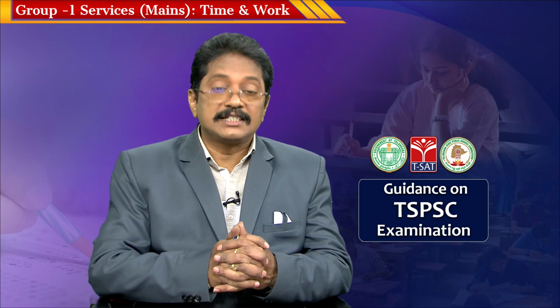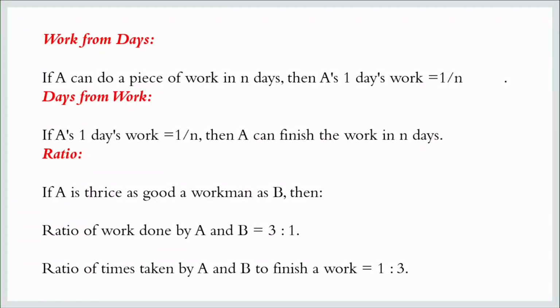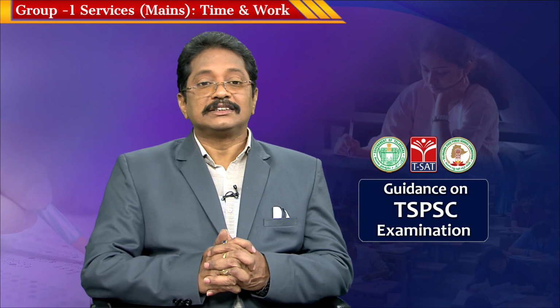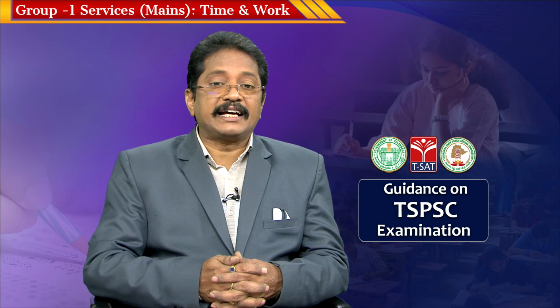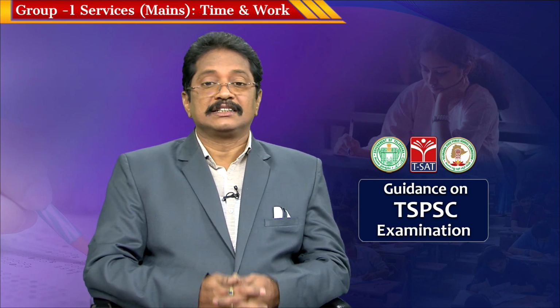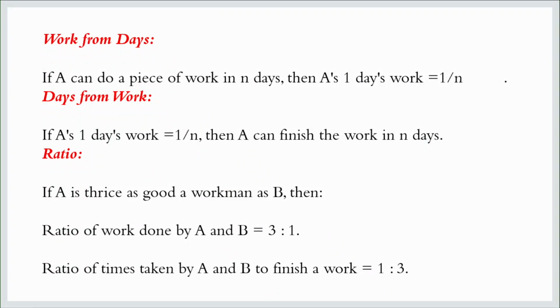Work from days, this is the first area. If A can do a piece of work in n days, then the work done by A in 1 day is 1 by n. This is very important. For example, if A can do the work in 10 days, then in 1 day he will complete 1 by 10th of the work. Correct? So if A can do a piece of work in n days, then A's work in 1 day is 1 by n.